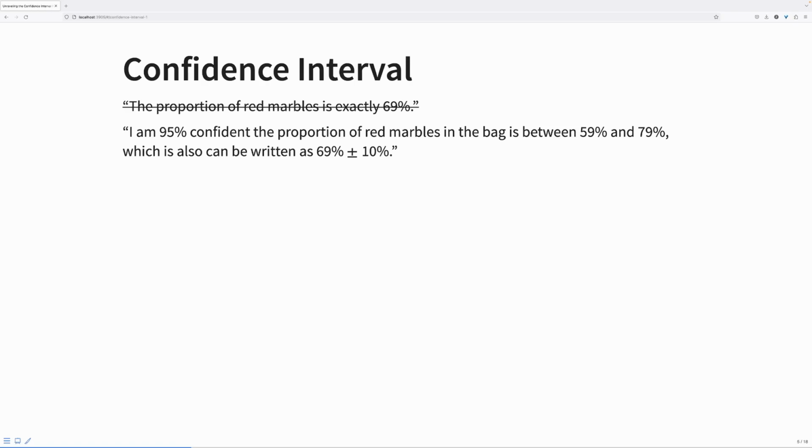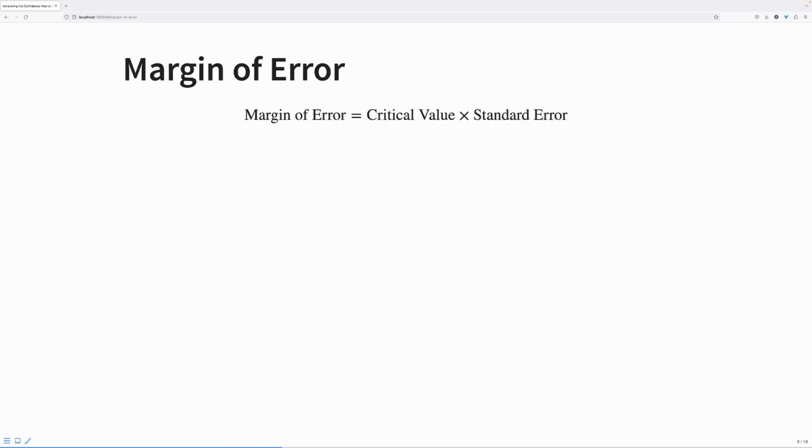So our job is to determine how large the margin of error is so that the interval will likely capture the true proportion of the red marbles. So how can we do it? Let's take a look at the margin of error. The margin of error is equal to a critical value times a standard error. Okay, let's tackle them one by one.